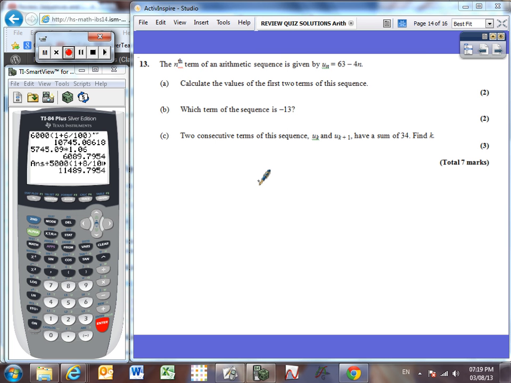Alright, just 3 questions to go. Here's number 13. The nth term of an arithmetic sequence is given using this particular formula, un equals 63 minus 4n. And part A says to calculate the values of the first 2 terms.